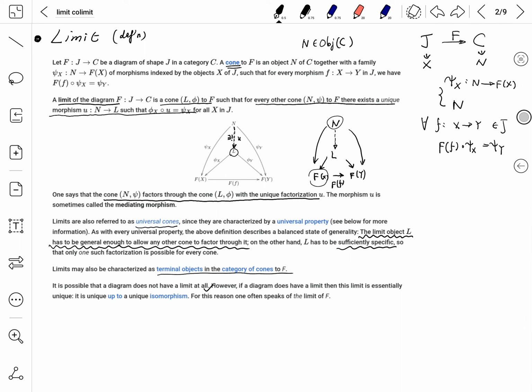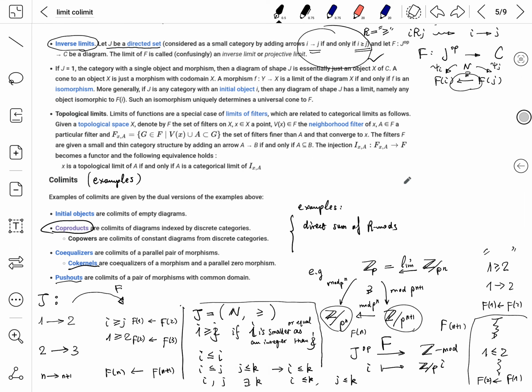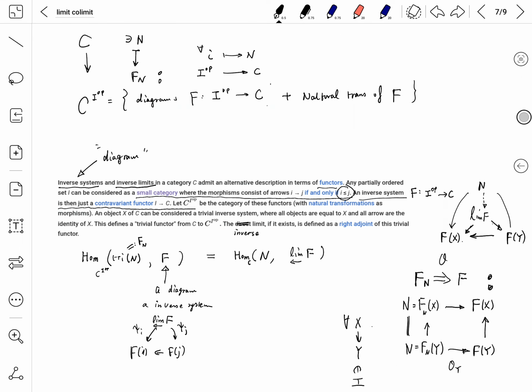And what is a cone? A cone corresponding to this diagram is an object together with morphisms. More or less, this part of the information is the diagram, and a cone adds this part, of course making the diagram commute. So here this map, for whatever i, j, is always the same identity map on N, because every object is mapped to N.